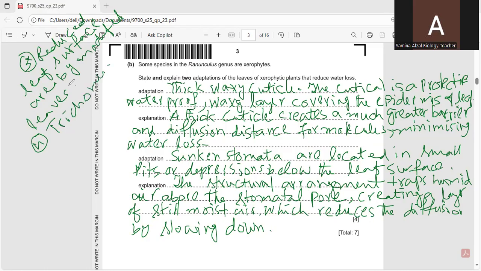All of these adaptations are helpful to reduce water evaporation in plants which grow in desert areas. These are very beneficial for them. They have adapted their life according to their environment, because the temperature is very high in those areas. So that was all about question number 1.